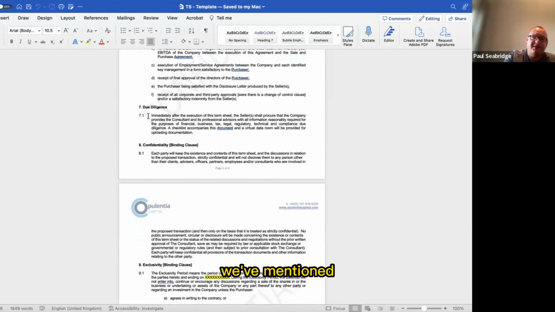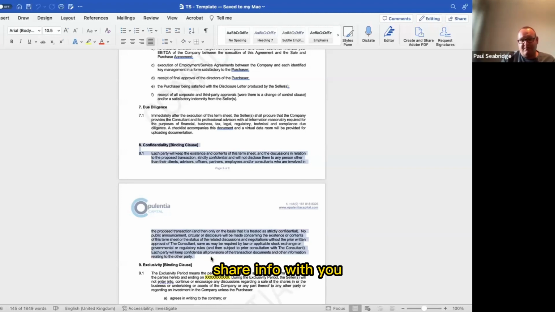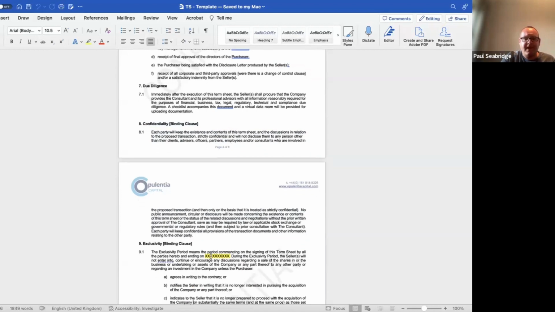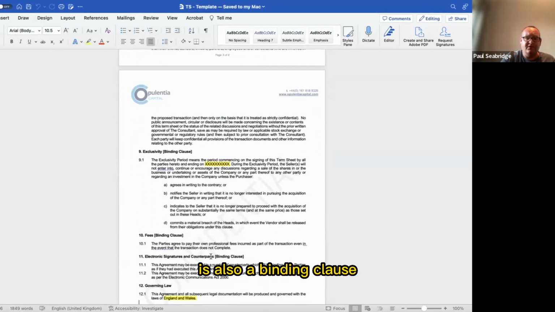And due diligence, we've mentioned we're going to issue a checklist to work through the process for us to be satisfied. Confidentiality is a binding clause, and the way I explain this is that ultimately we've signed a non-disclosure agreement, but effectively we're going to share info with you, you're going to share info with us, and we agree to keep that confidential amongst ourselves and our professional advisors, and won't share it anywhere else. Exclusivity is also a binding clause.